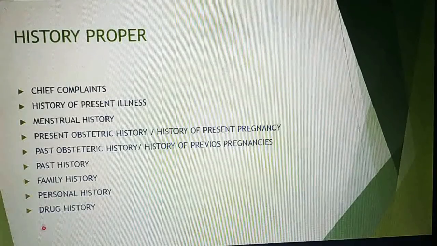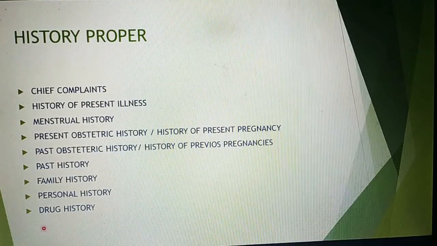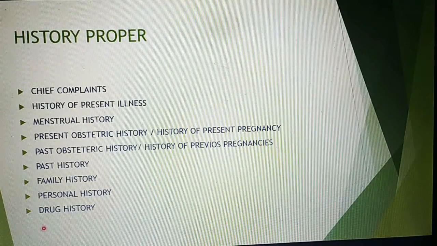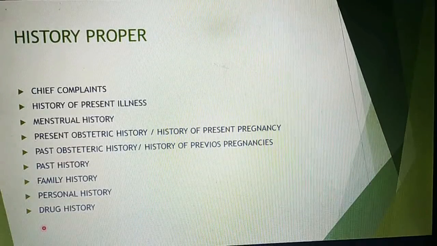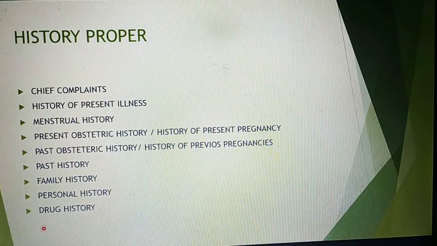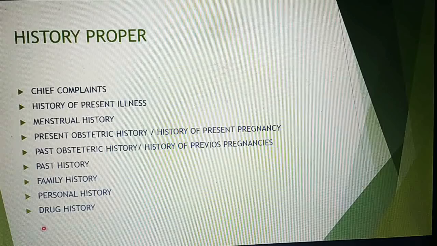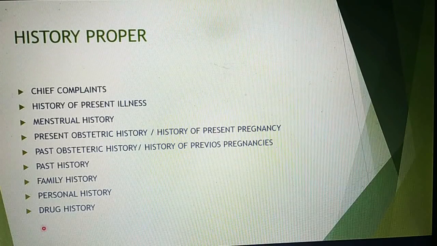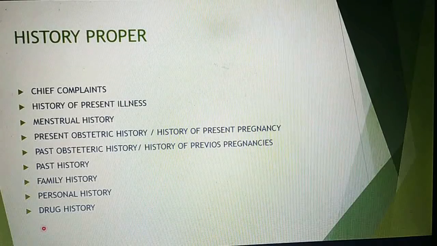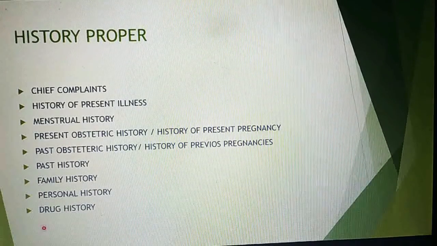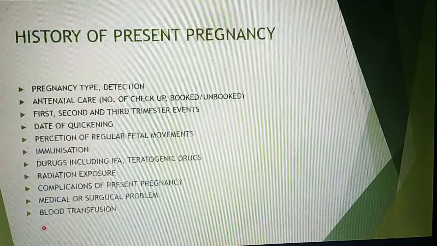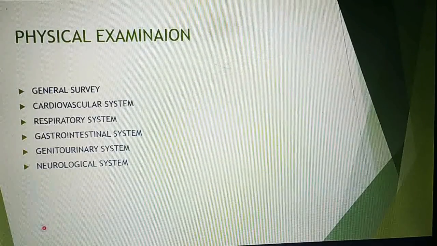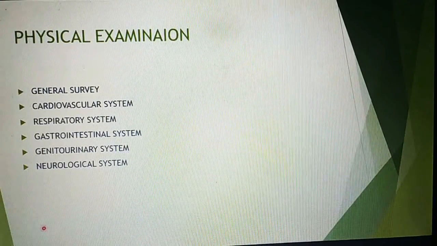Is the mother taking any drug for any chronic illness, like for thyroid disorder, Eltroxin, for known case of diabetes, any anti-diabetic agent or insulin, etc., or for epilepsy, any anti-epileptic agent, etc.? That you should record in drug history. So this is all about history proper. After history proper, you should do physical examination.